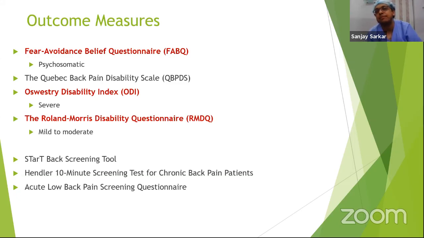In research, a minimum of 2 outcome measures are used, and ODI with FABQ or RMDQ with FABQ is the most common that you will come across in research papers and articles.